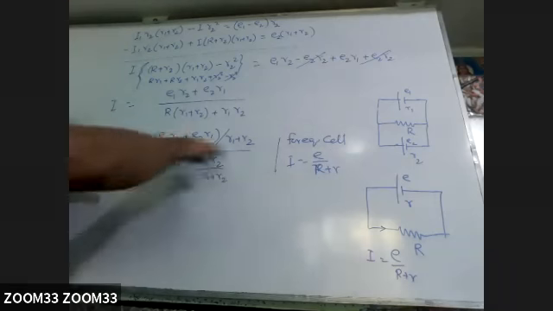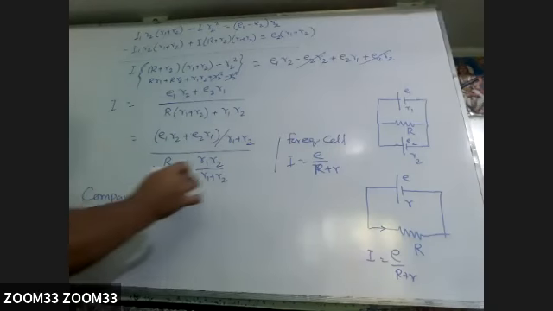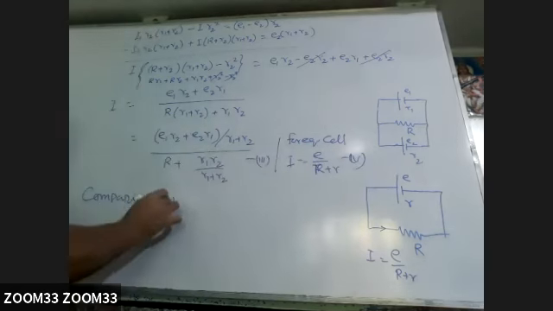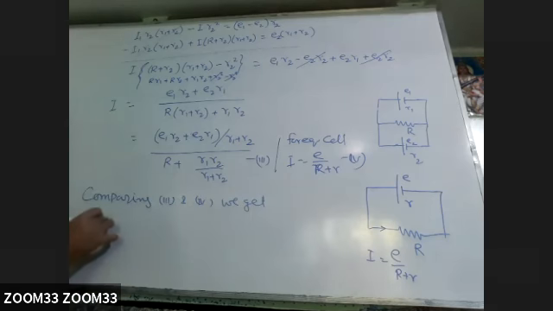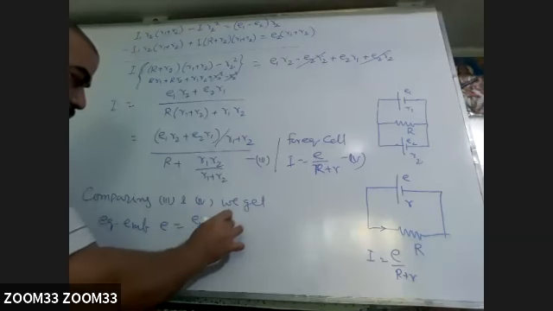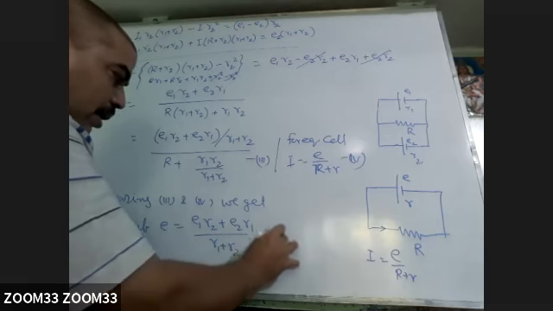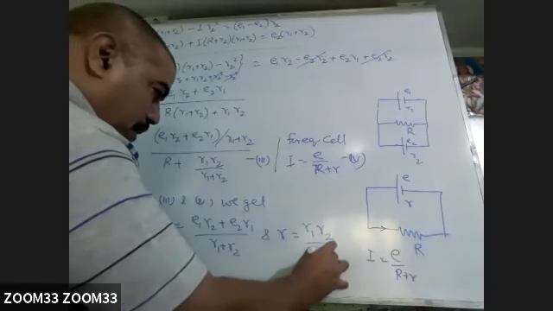So what are we getting? This is our E. Comparing the two equations, the equivalent EMF, this E, will be (E1 R2 plus E2 R1) by (R1 plus R2). And this internal resistance will be R1 R2 by (R1 plus R2).